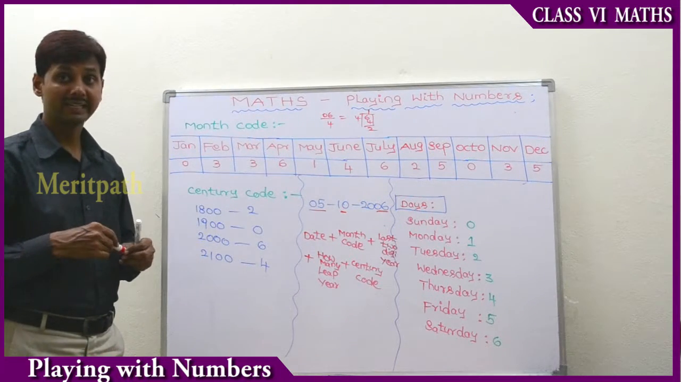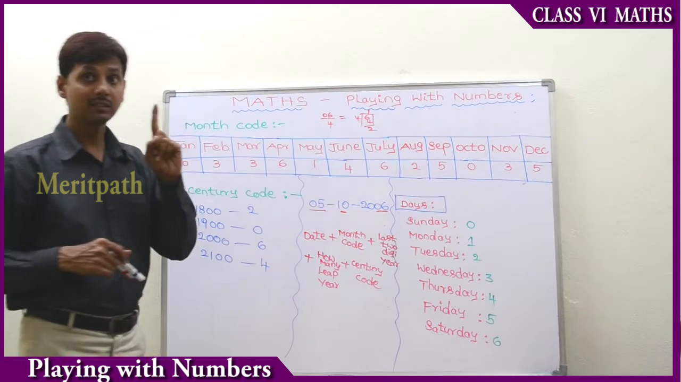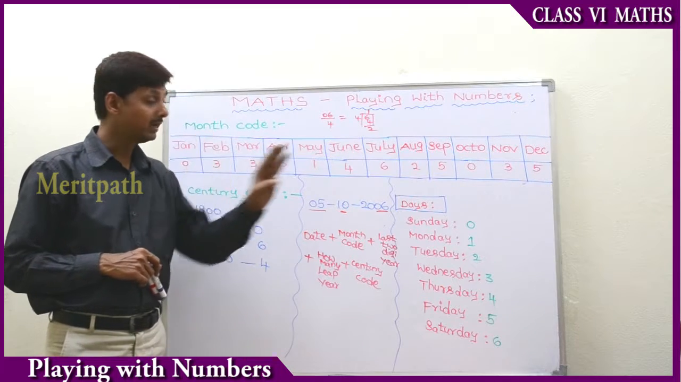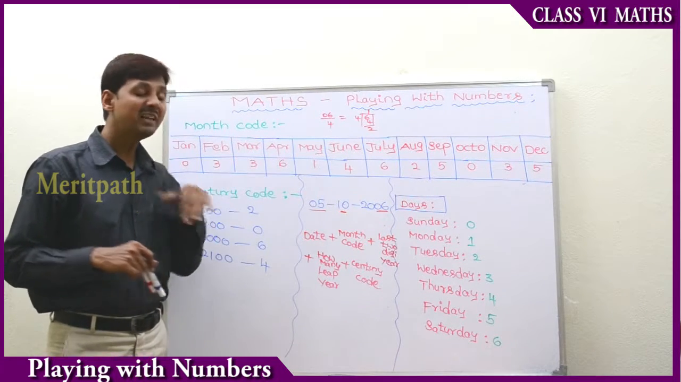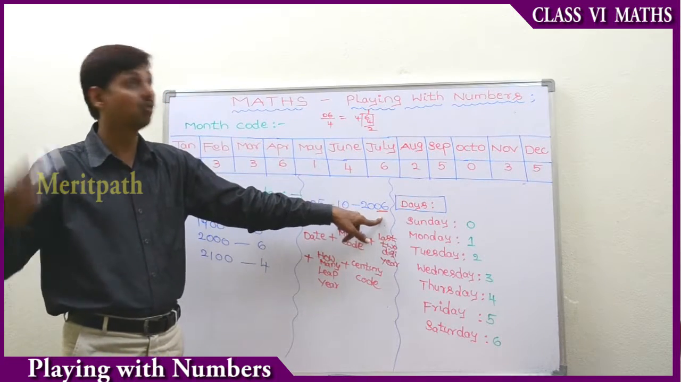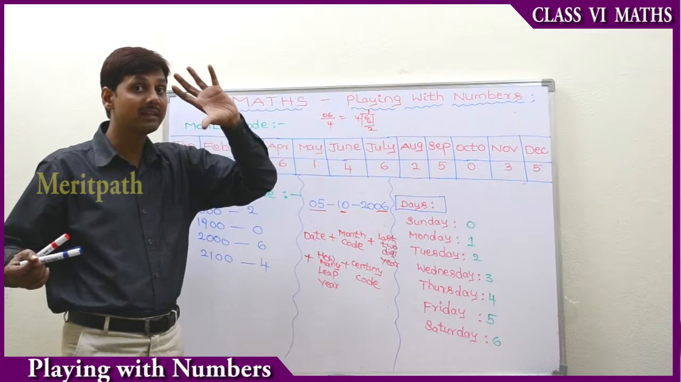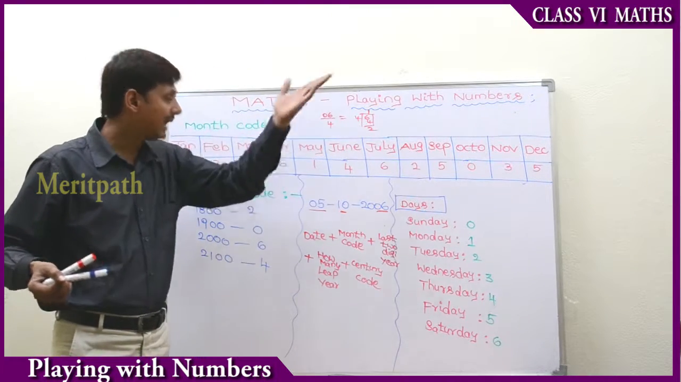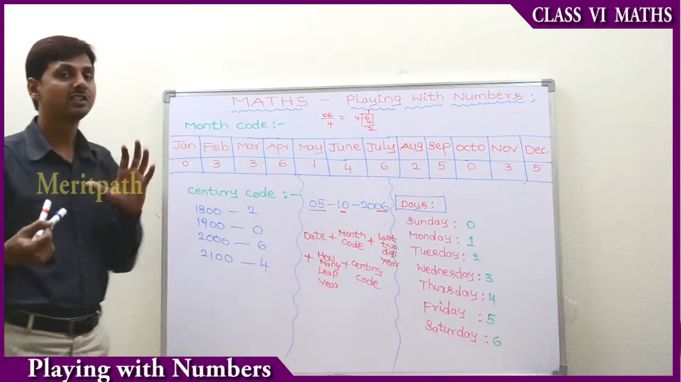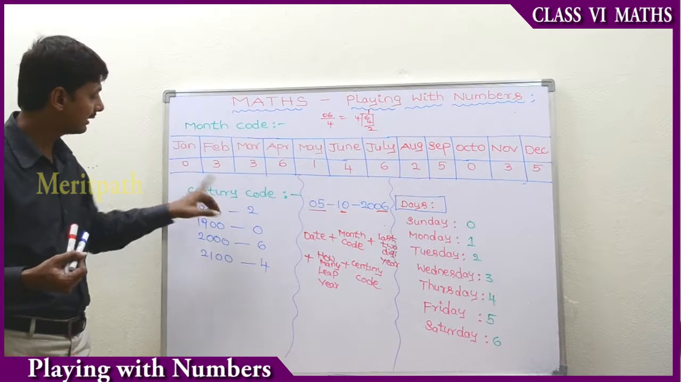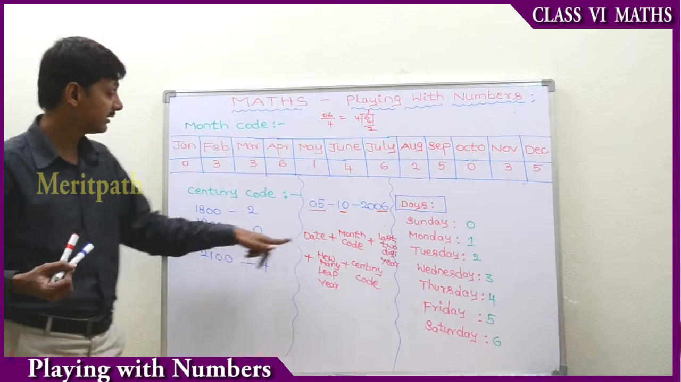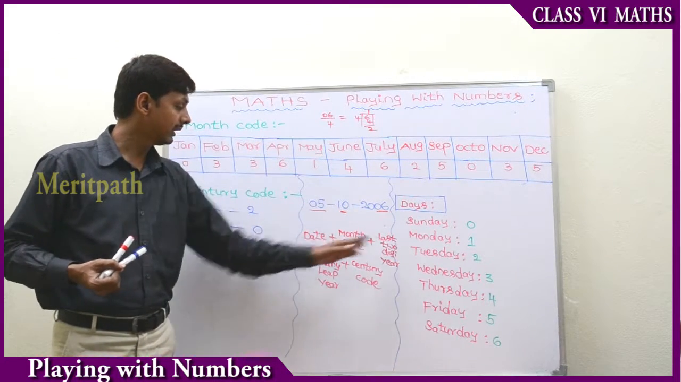So let's see again. First we take the date, then the month code, the last two digits of the year, and then how many leap years are present. We take the last two digits and divide by 4, and that quotient is taken here. Then each century has a code, as we discussed earlier. This year falls in 2000, so 6 we need to add. So 1, 2, 3, 4, 5.